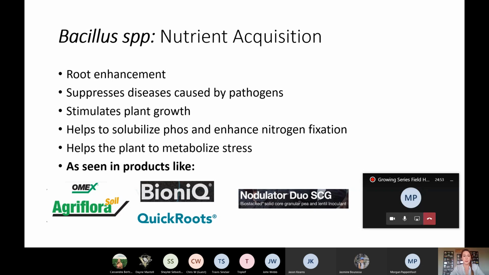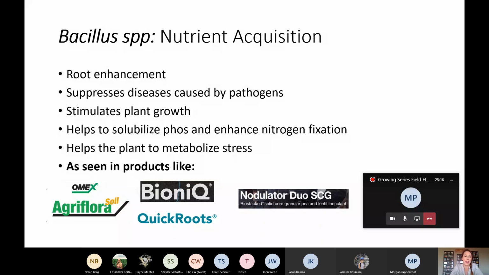I've been playing with this product in a lot of different forms, and one of the main things that I've seen from it is that nodulation is really improved with the addition of this Bacillus species. It also has disease suppression activity as well. However, I wouldn't necessarily rely on that as opposed to a seed treatment, just because it's not really proven on the specific diseases that we're worried about.